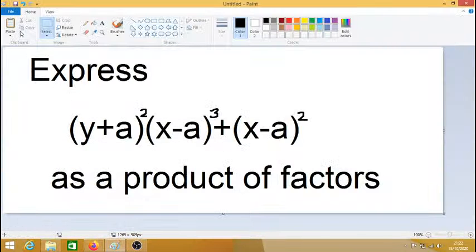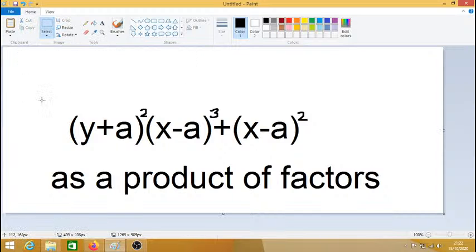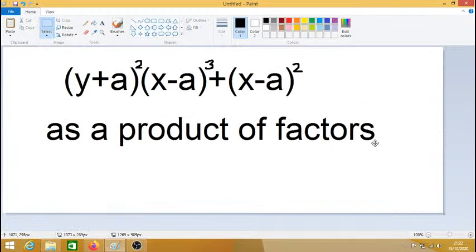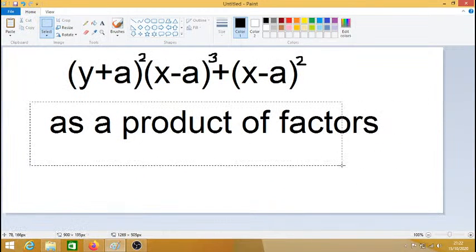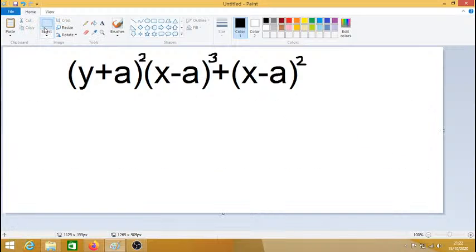Looks like Aisha's done well there, so let's see how this goes. Let's make a bit of space. And the first thing, what's the common factor? Aisha got it right. Common factor here would be, you can see both have got an x minus a bracket, but if you look at the powers carefully, there's a power 3 here on the bracket and a power 2 here. So the power that's common to both is 2. So that's what we want to take out and bring to the front.